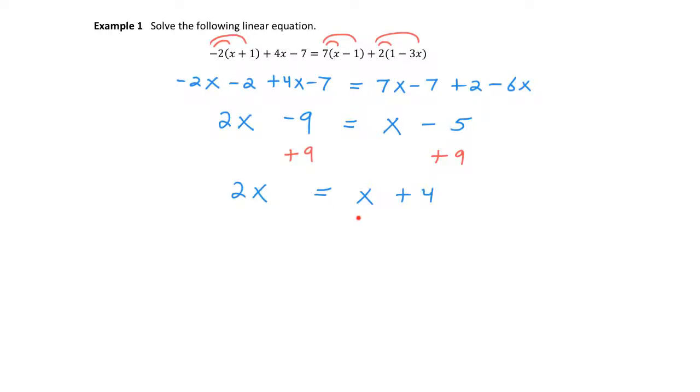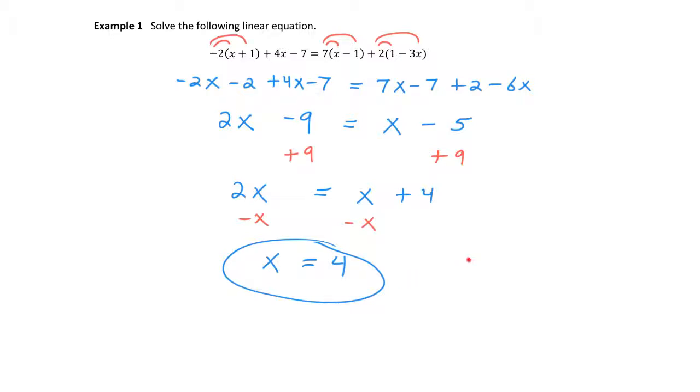And then, okay, on the right side, I have a number, but I don't want this x, so I can subtract x from both sides. And I'm left with x = 4. And once we have this, we've isolated x, and 4 is the answer.